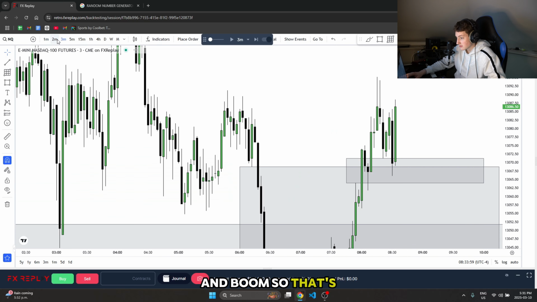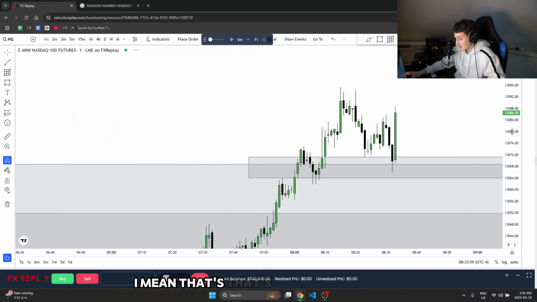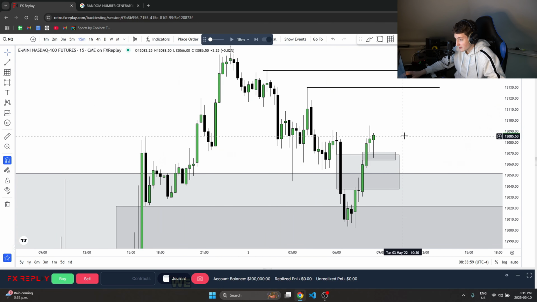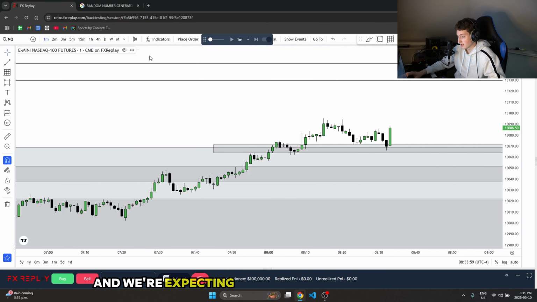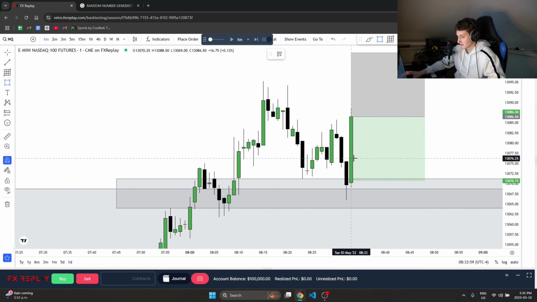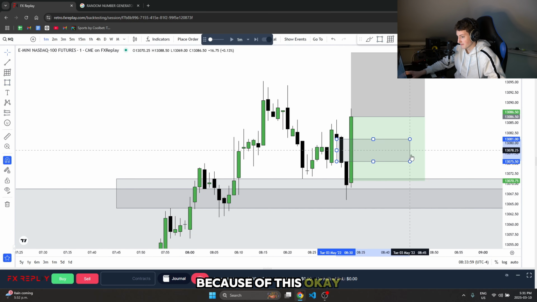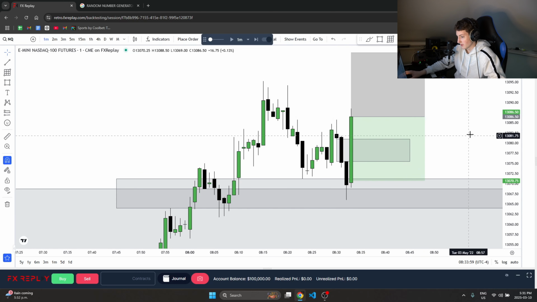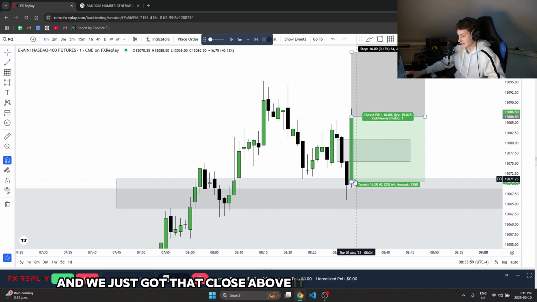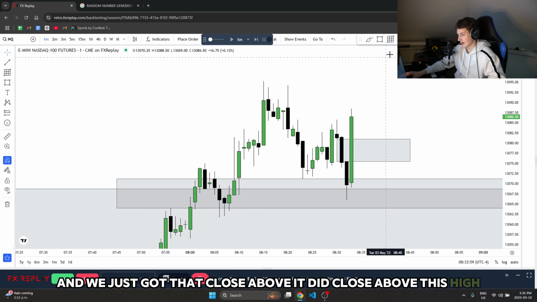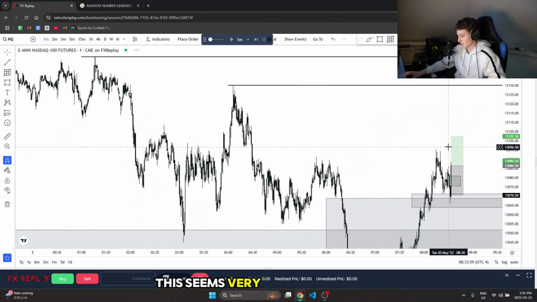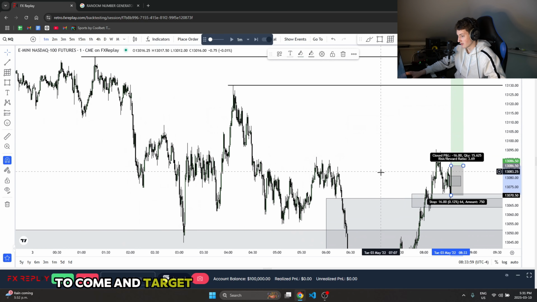So that's, I mean, that's a long right there. Everything we've had happen has happened. We tapped this 15-minute gap and we're expecting a move to the upside now. So I'm just going to long this candle. Why? Because of this. Okay. We had an inverse fair value gap right here, and we just got that close above. It did close above this high, which I don't like, but given the context, this seems very worth it to come and target all these buy side levels.